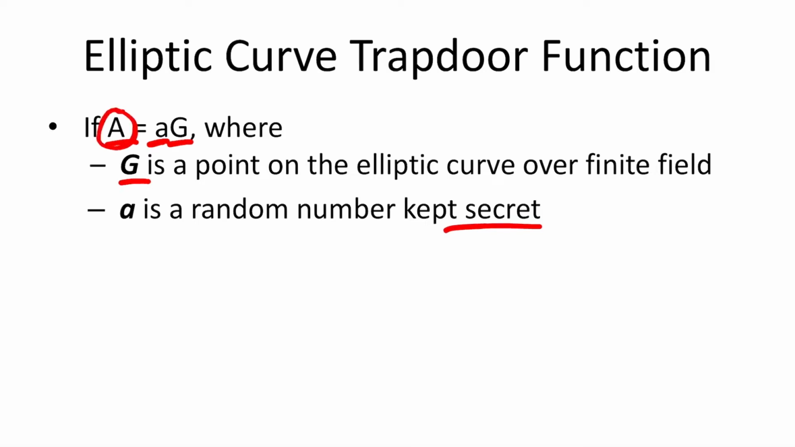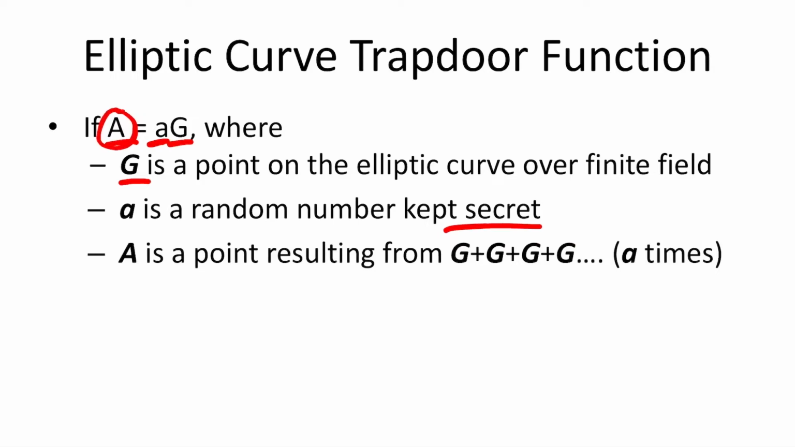So how do we calculate this capital A point? We get it by computing several point additions. So we add the point G, a times. We do G plus G and then add the result again to G, then again add that result to G, and we do that a times. This is the same as multiplying a with the G point.